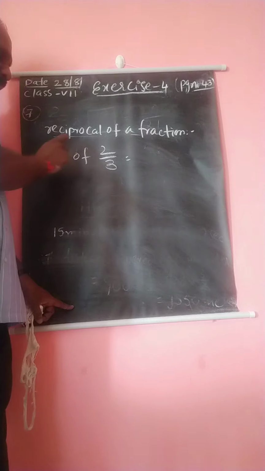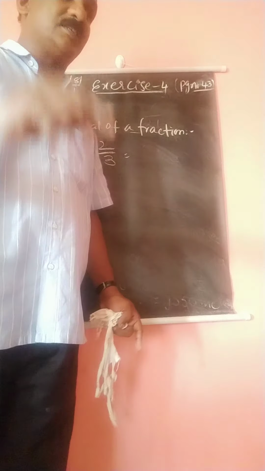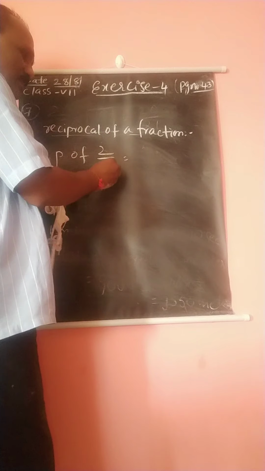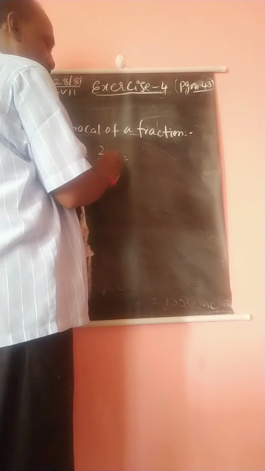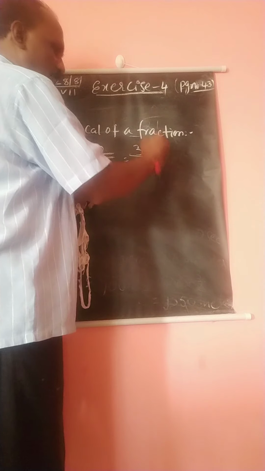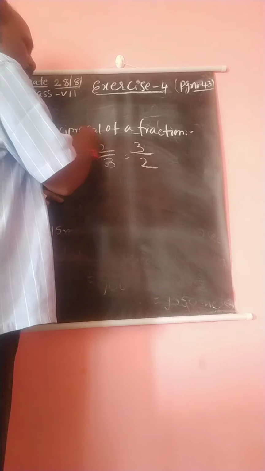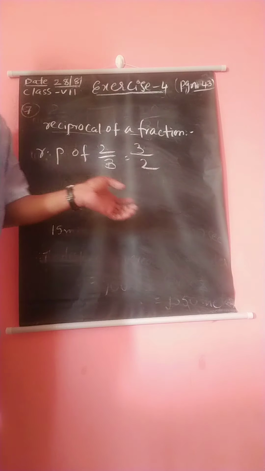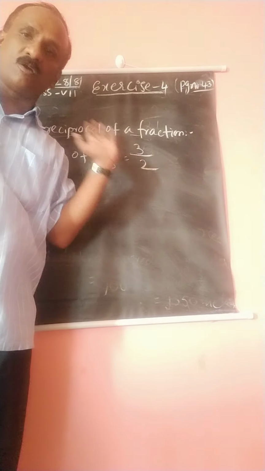Once again I tell you what the reciprocal of the fraction 2 by 3 means. Whatever the fraction is, interchanging the numerator and denominator of a fraction is called the reciprocal of the fraction. For 2 by 3, the numerator is 2 and the denominator is 3. Reciprocal means the denominator goes to the place of the numerator and the numerator comes to the denominator place. The reciprocal of 2 by 3 is 3 by 2. Like that it will come.